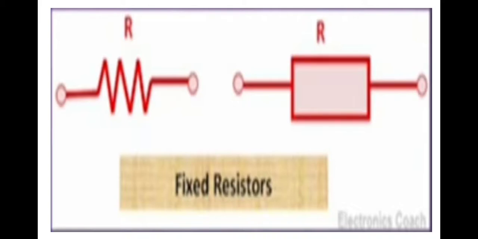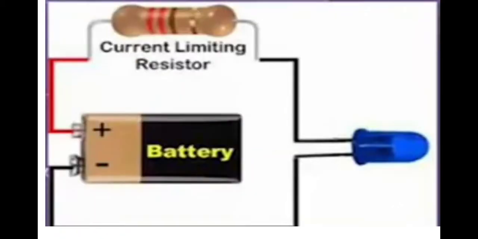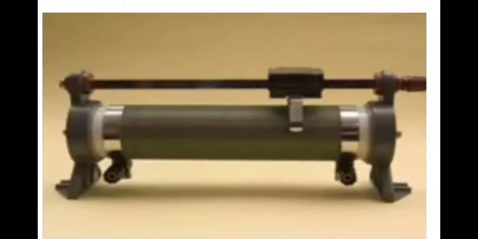Why do we use resistance? In order to limit the flow of current through the electric circuit. These components are called resistors. Resistors are of two types: fixed resistor and variable resistor. Variable resistors are called rheostats. A fixed resistor has a fixed value of resistance, and a variable resistor has a desirable value of resistance.